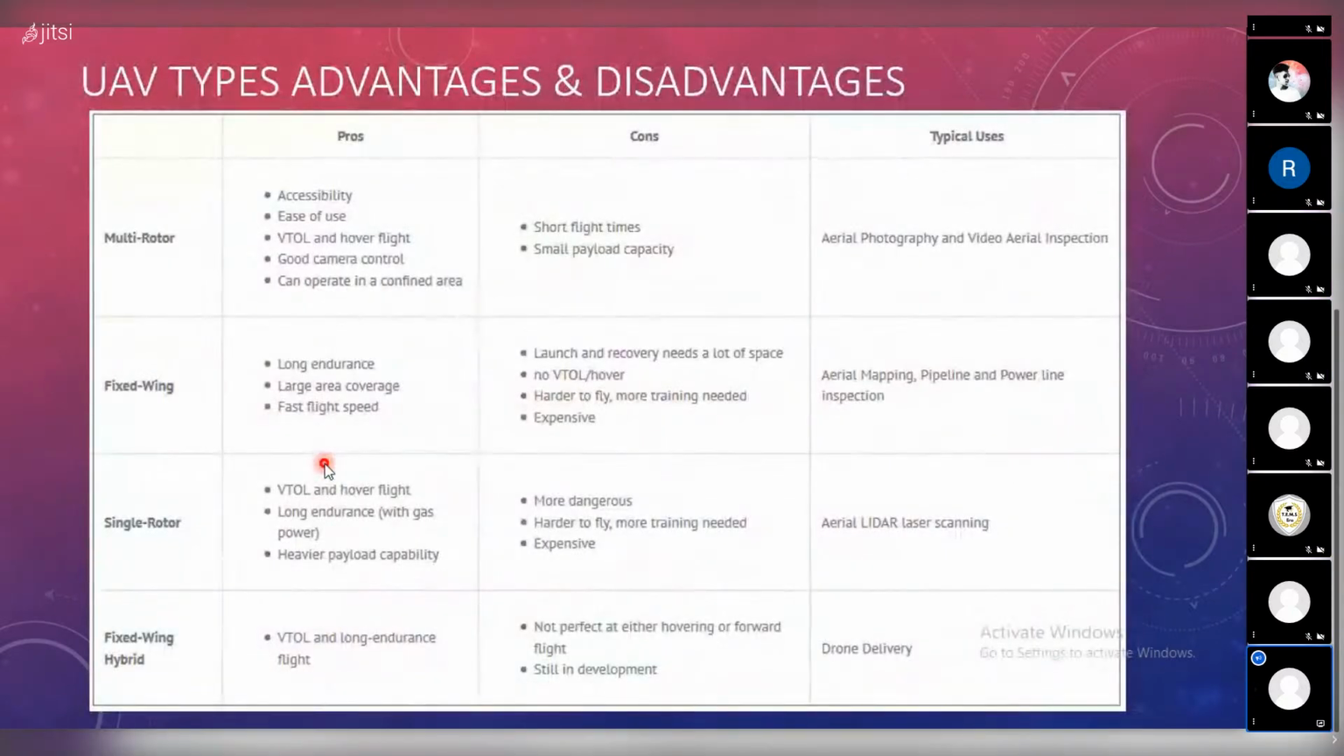Going ahead, we already have seen the various types of drones. So what are the various advantages and disadvantages? How do you use them, in which applications are they to be used? If you can see, the benefit of multicopters is accessibility. It's very easy to use. It can hover during flight.